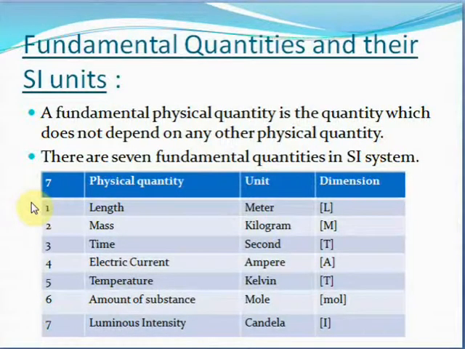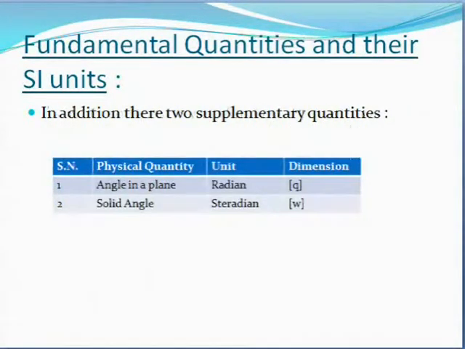And the dimension of length is [L] within the square bracket. Similarly, the dimension of mass is [M] within the square bracket, and similarly for the other physical quantities. In addition to these 7 physical quantities, we have 2 supplementary quantities, which are angle in a plane, which has the unit radian, and the solid angle, which has a unit steradian.